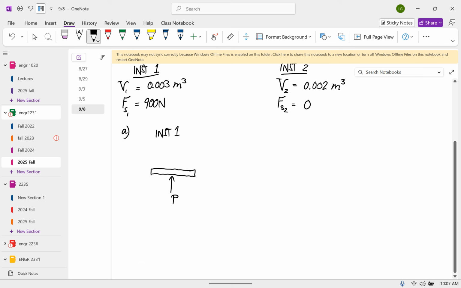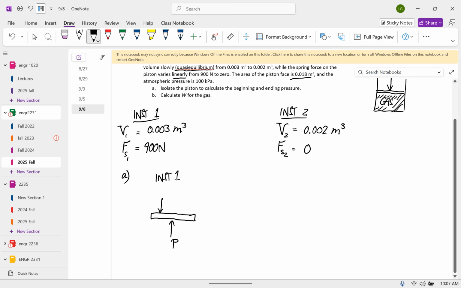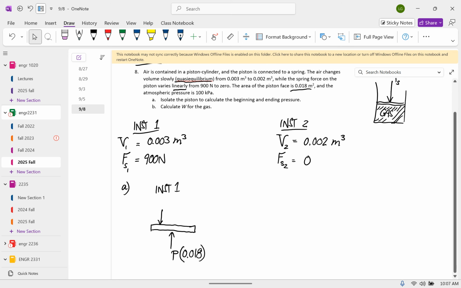We have the pressure from the gas pushing up. We have atmospheric pressure. And okay, pressure is not a force, so let me change this to a force. So we have the gas pressure times the area of the piston, which is 0.018, pushing up. Pushing down, we have 100 times 10 to the third pascals times that area. And then we have the spring force of 900.